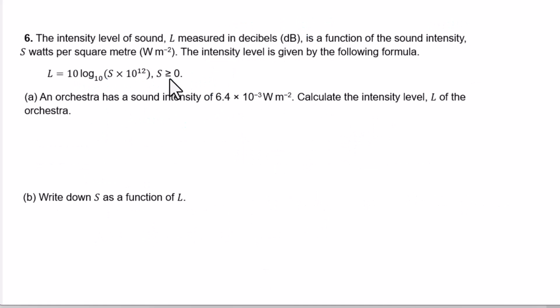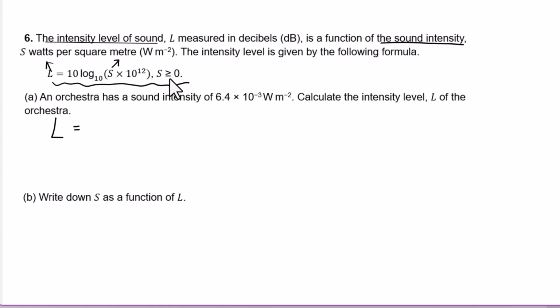Question 6. The intensity level of sound L measured in decibels, dB, is a function of the sound intensity S as watts per square meter. The intensity level is given by the following formula. L is the intensity level of sound. S is the sound intensity. An orchestra has a sound intensity of 6.4 times 10 to the negative third power. Calculate the intensity level L of the orchestra.